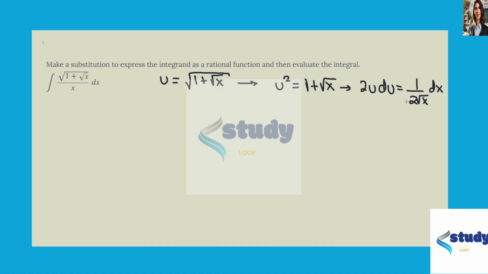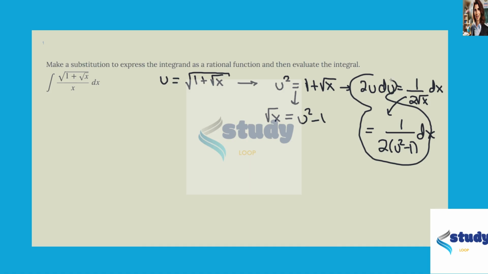And now we can go ahead and write this in terms of u. So root x, well, just take this equation and solve for root x. And then multiply both sides of this equation by the denominator. And then you get 4u, u squared minus 1 du equals dx. So that will replace dx in the integral.